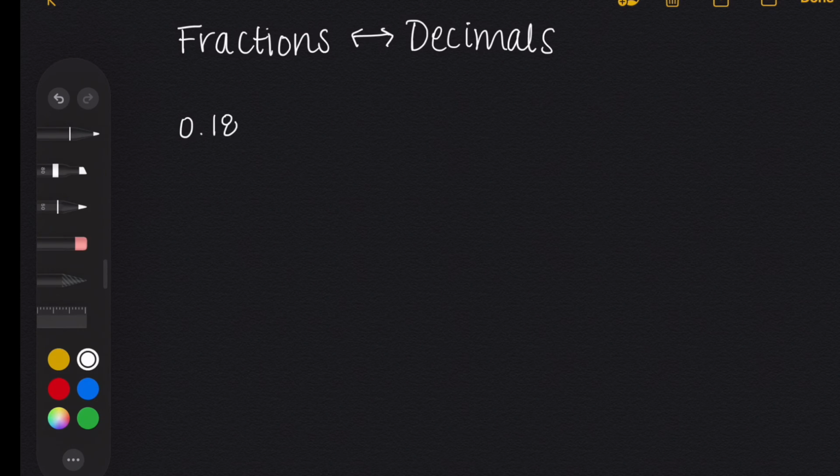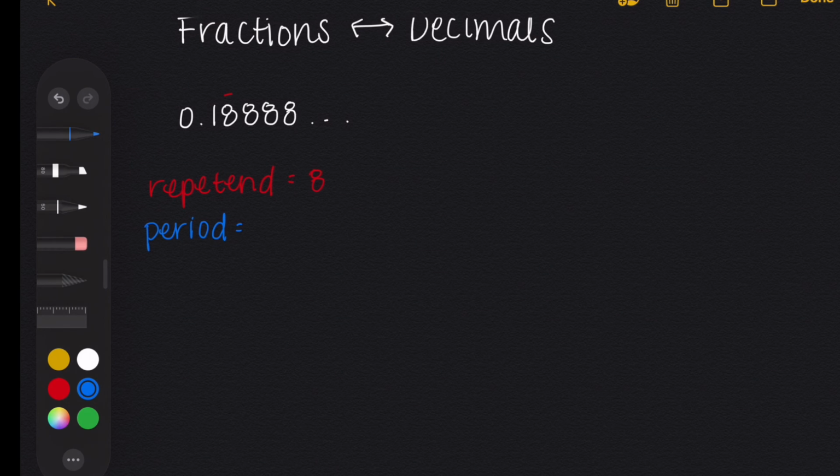Next, we'll be converting 0.88888 repeated into a fraction. So first we're going to find the repetend, and the repetend would be the number that is being repeated, so that would be 8. Second, we would find the period, and it would be 1 because 8 is a single digit being repeated. Next, we would write out x is equal to 0.888 repeated.